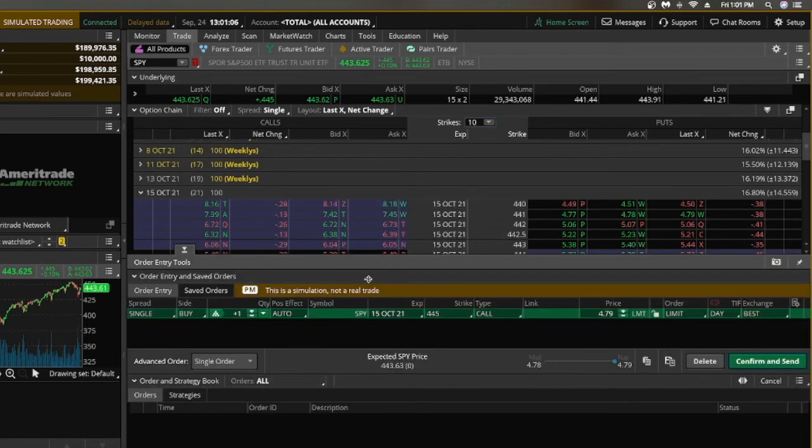So we're going to select it, and we want to make sure that some information is correct. We're doing a single contract or a one-sided spread. We're on the buy side of it, so we're not selling the contract.